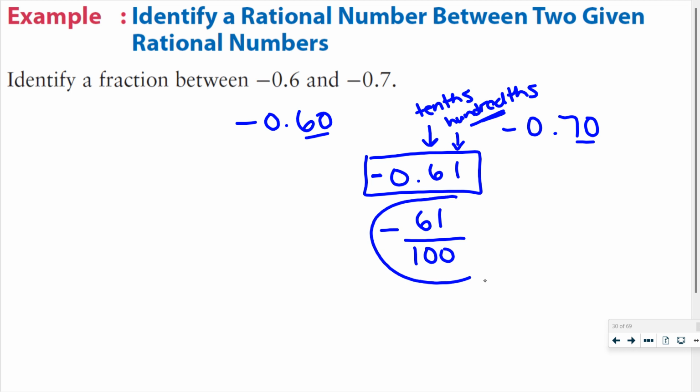Now we would just look to see, can I reduce that fraction? Is there a number that goes into 61 and 100? In this case, there isn't. So that would be my final answer. So that's one way of doing it. The second way of doing it is to use fractions from the start, okay? So this is option number one. Let's look at option number two.